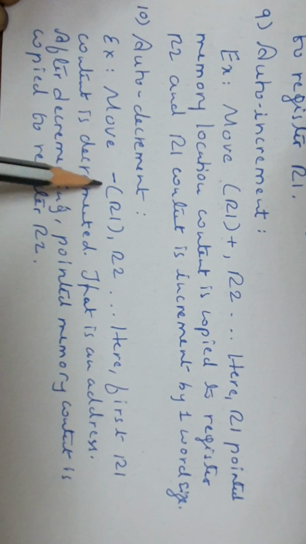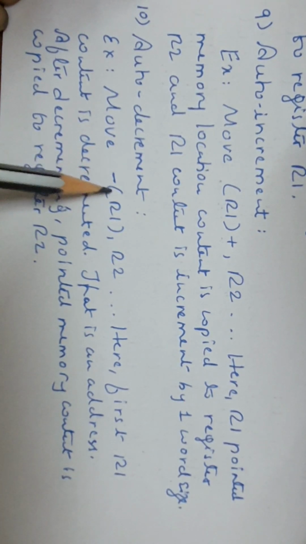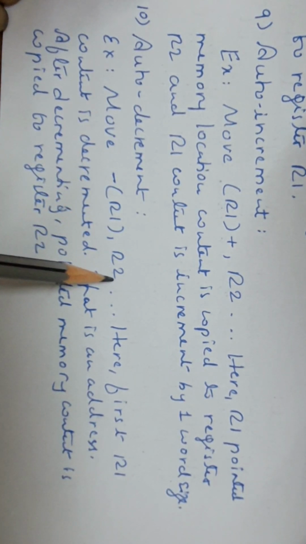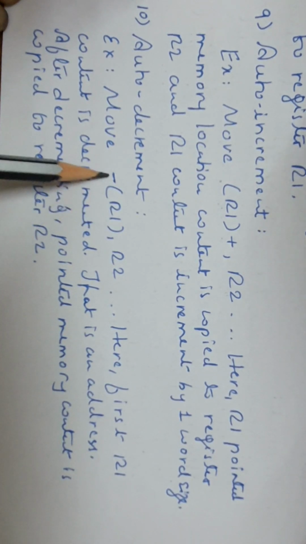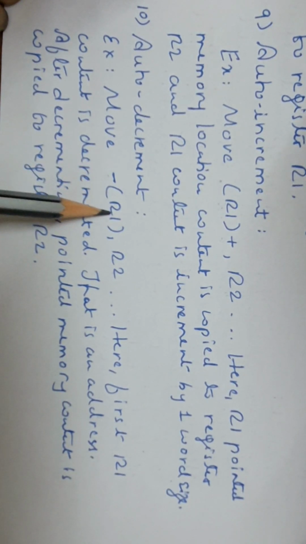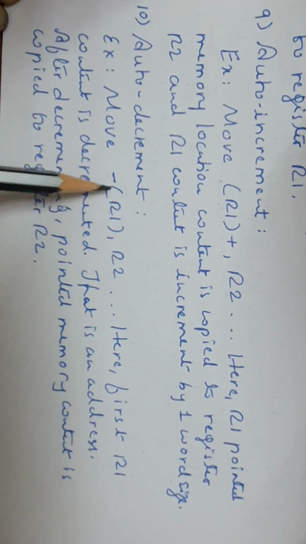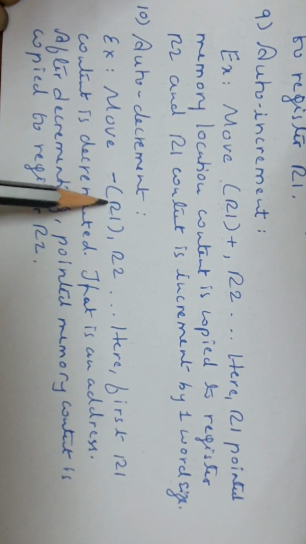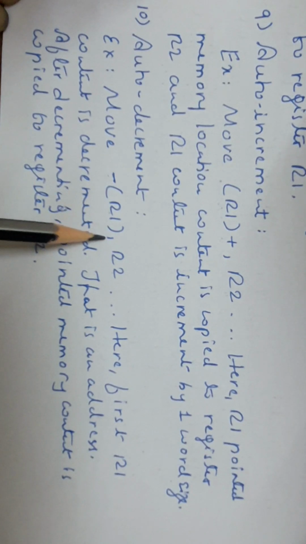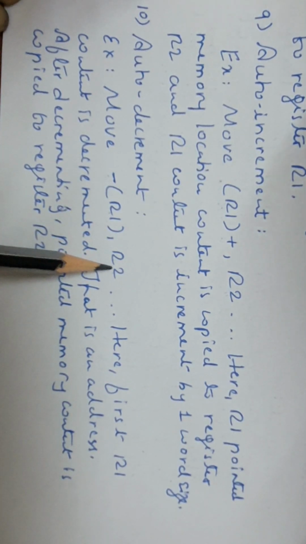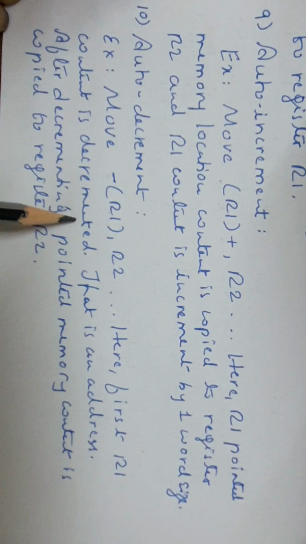Example, move, this is decrement sign, minus in bracket R1 comma R2. So if R1 is 1000, first it is decremented by one word address. So if one word size is 4 bytes, 1000 is made 996. So from 996 memory location, whatever content is there in that memory location, that is copied to R2. Here first R1 content is decremented, that is an address. After decrementing, pointed memory content is copied to register R2.